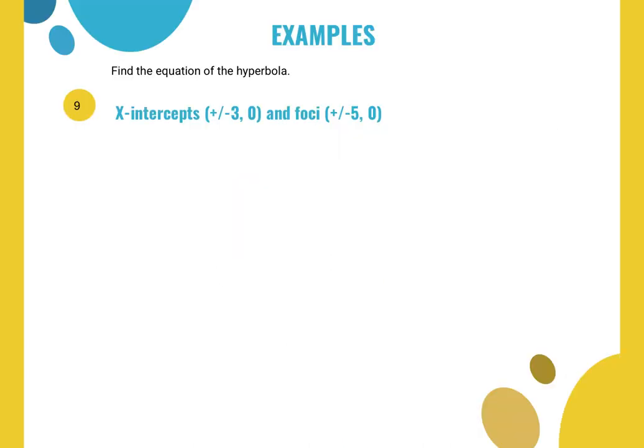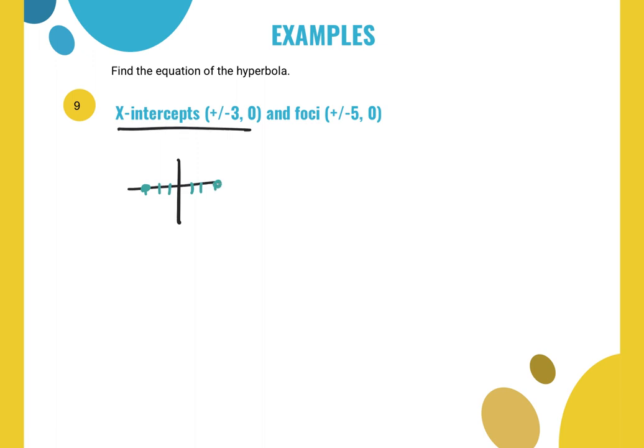And that's with example 9. Example 9 says find the equation of the hyperbola. So we're ending in the same spot. We want it to be the standard form of the hyperbola. We start with x-intercepts this time. If you graph an x-intercept, this means it's going to cross through the x-axis at this point. So negative 3, 0, and positive 3, 0.